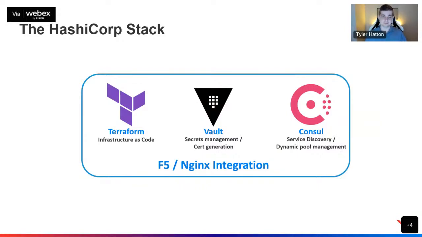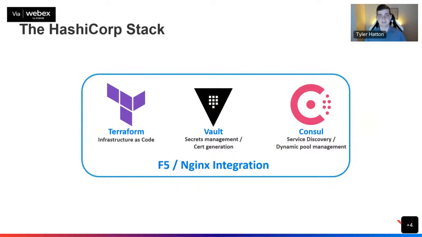So that's one thing, just calling out how the HashiCorp stack is integrated with F5 that you can leverage. And then in a moment or two, we're going to talk about the Vault integration. So from a security standpoint, Vault has integrations with F5 BIG-IP. So you can certainly use it as a secrets management solution, which we'll hit on in just a moment, but you can also use it for cert generation and cert rotation, which is the primary use case that we're going to focus on today.